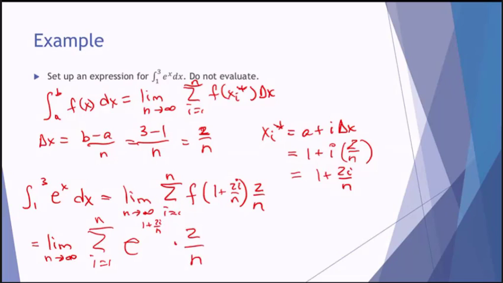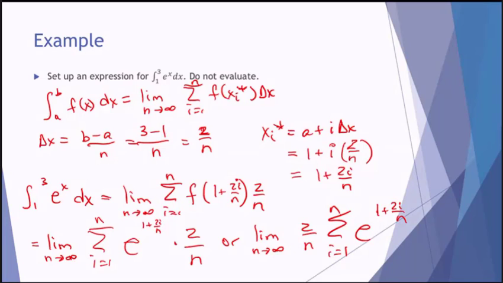So you can choose to leave that 2 over n where it is. You could also move it out front of your summation. But if we're asking for the integral written as a limit without evaluation, one of these 2 answers is what we're looking for. You don't need a numerical value for it.